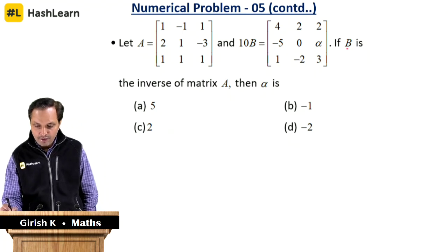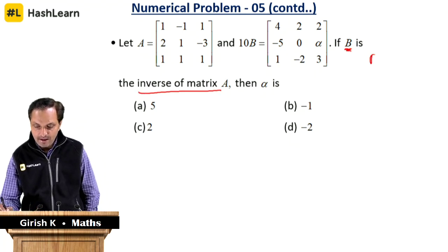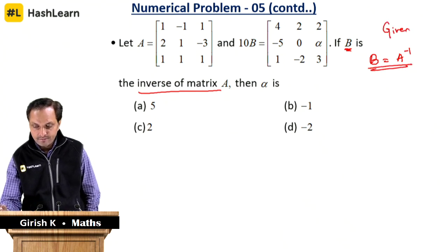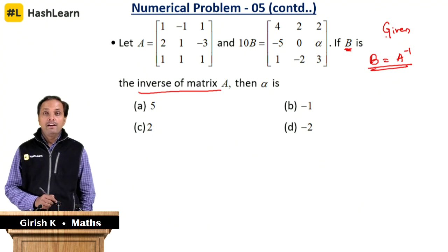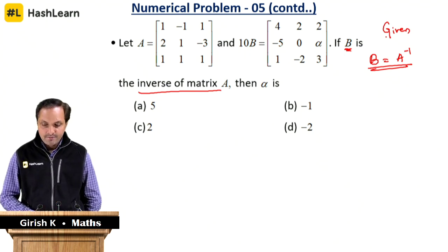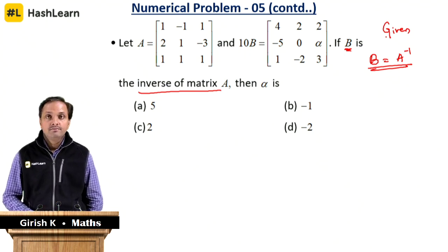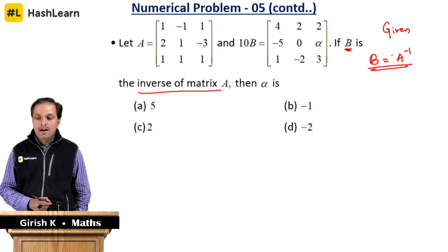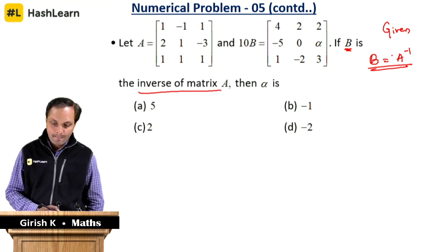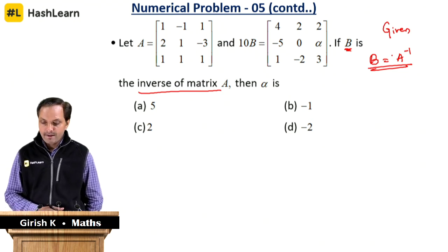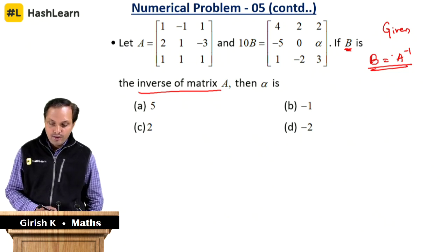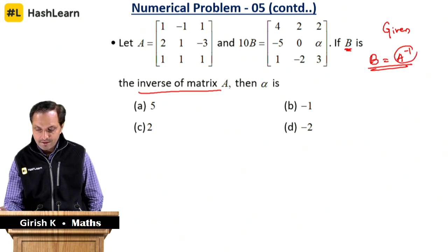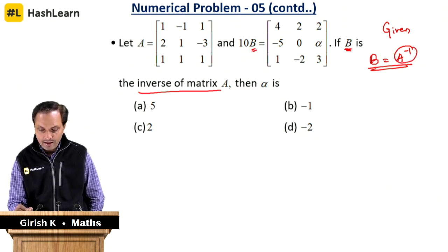See here, he is giving you B is the inverse matrix of A, meaning B is A inverse. This is what is given. You know a simple rule: A inverse is adjoint A by determinant of A. A inverse is adjoint A by determinant of A. You can observe one part here. If you want A inverse, your B is here.